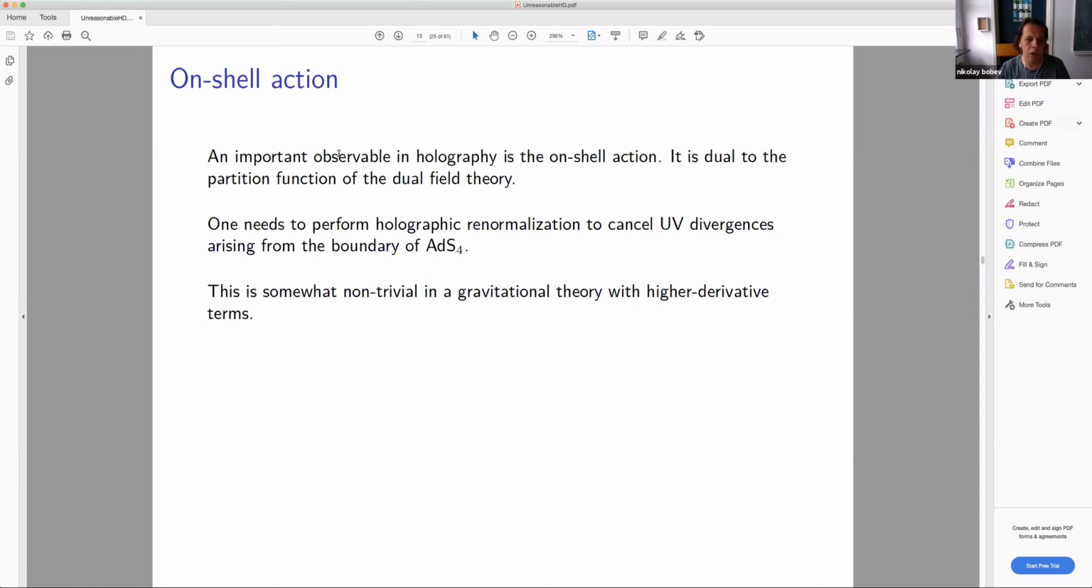To compute this, you first need a solution, but then in addition, you have to worry about divergences arising from the UV region of the solution. It's asymptotically AdS4, so I have a boundary. As I approach this boundary, this on-shell action is going to diverge, so I have to cancel the divergences. This is a well-known operation called holographic renormalization. It's somewhat non-trivial when you have higher derivative terms, but otherwise it's relatively standard.